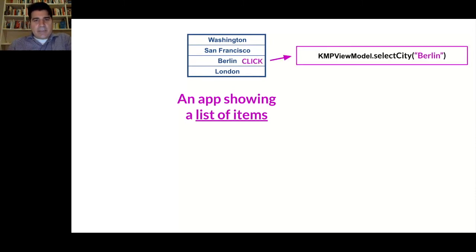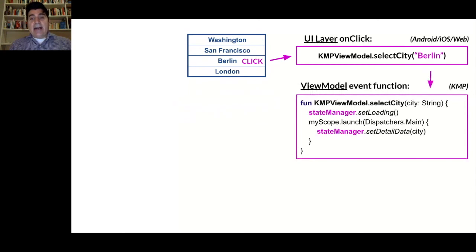And let's say a user clicks on one of these items in the list. What happens in our app is that we call an event, which, as we explained, is what the UI layer is capable of calling directly, a view model event. And we explained that the events are the view model extension functions. So in this case, we are calling select city, which is an extension function of the KMP view model, basically. And we are passing a parameter, which is the ID of this item in the list. In this case, it is Berlin.